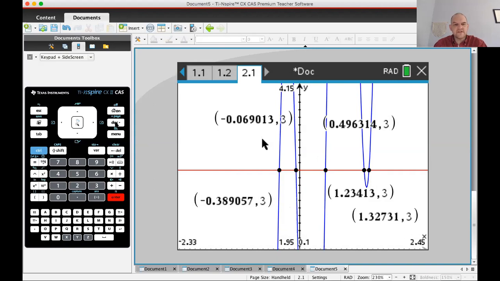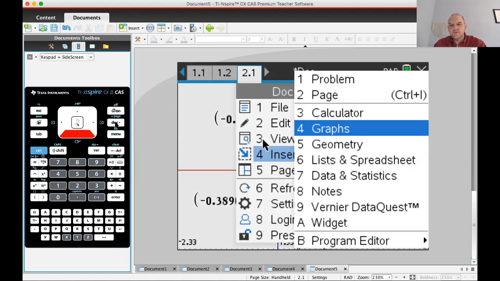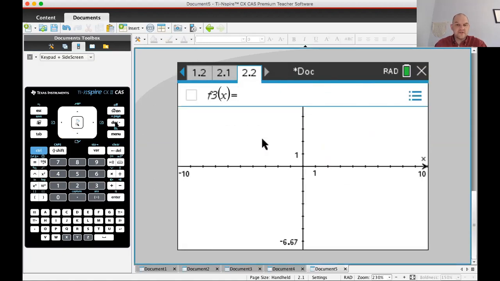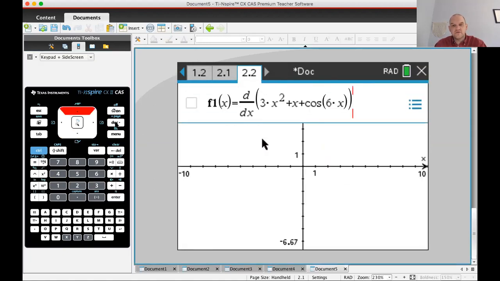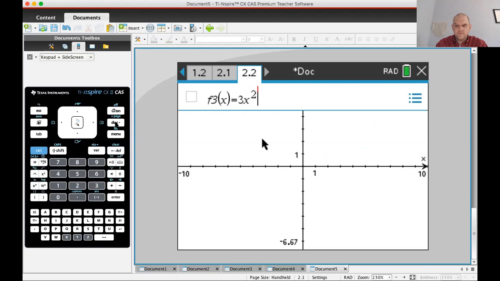So what I'm gonna do is I'm gonna insert another graph page, same problem, right? So now it says 2.2 at the top. I'm gonna graph the original function. Whenever you get down to 99, if you just hit escape and then hit tab again, it'll take you back. The original function is 3x squared plus x plus cosine of 6x.